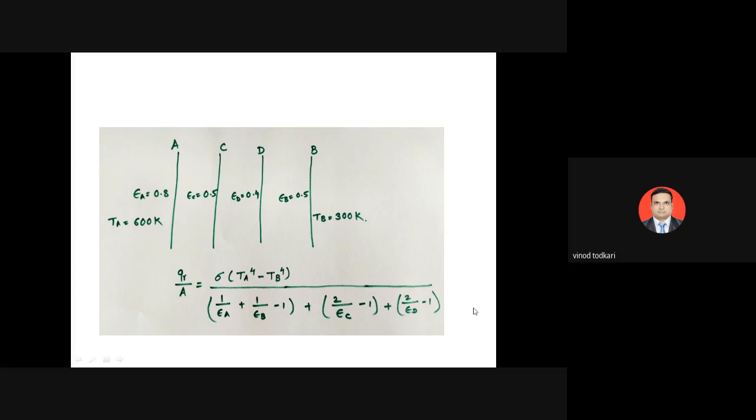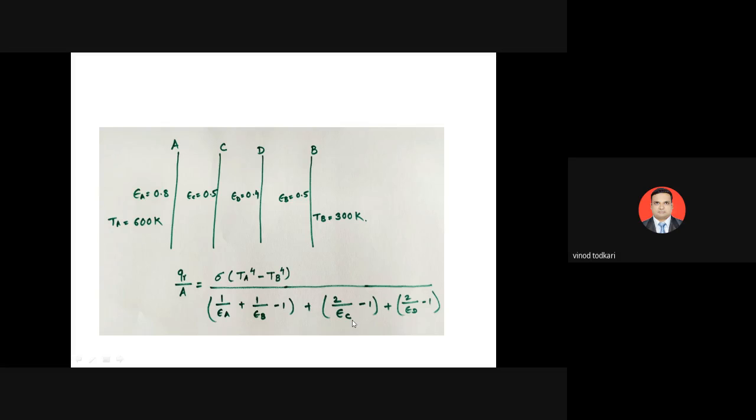Are you getting it? If one more shield is there, let's say F shield is also there. Two more shields are there, E and F. I think E is clear to you. If F shield is there, again I have to write plus 2 upon emissivity of F minus 1. So this is the only formula you have to remember. Whenever you work out numericals from electrical analogy, simply remember this formula: QR upon A is equal to this. Is it clear to you?